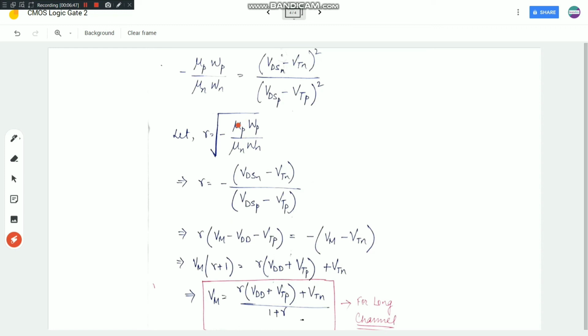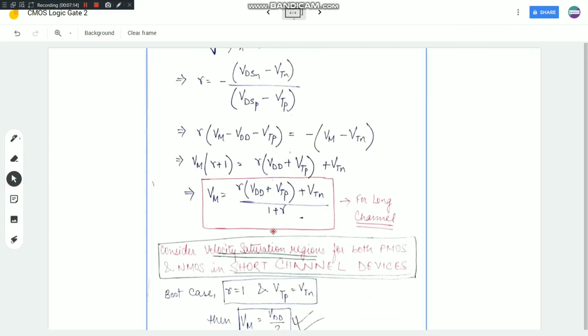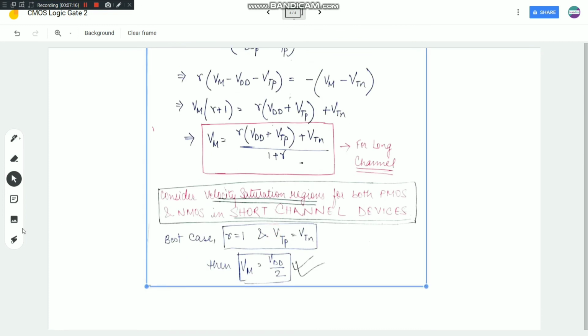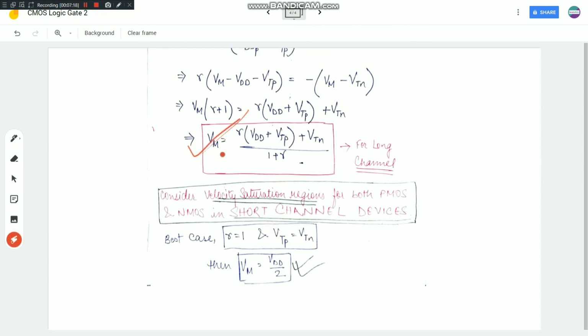Just replacing the expressions, we know that the mobility of one is twice that of the other, and accordingly the width of the devices is arranged to be twice the other. So the electron mobility is higher than the hole mobility, and accordingly we have the widths of the devices arranged, so the 2 just cancels out and all the expressions cancel each other, and we are left with R equal to 1. I hope this is clear now to you. So this is my trip point expression for long channel devices.